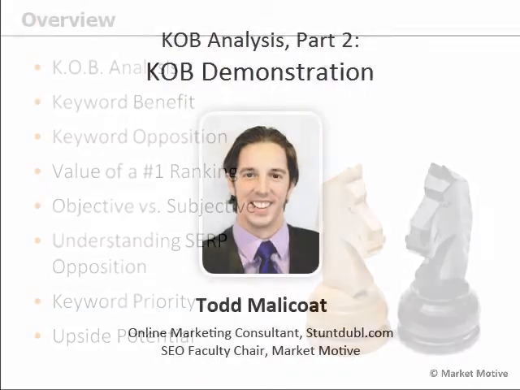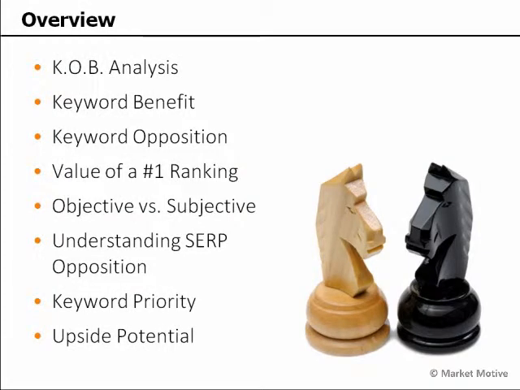We're going to analyze our keywords based on opposition and benefit and create a spreadsheet based on objective factors to achieve those number one rankings and prioritize our keywords based on an understanding of search result opposition.